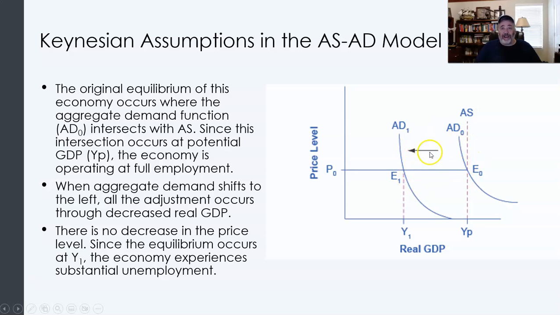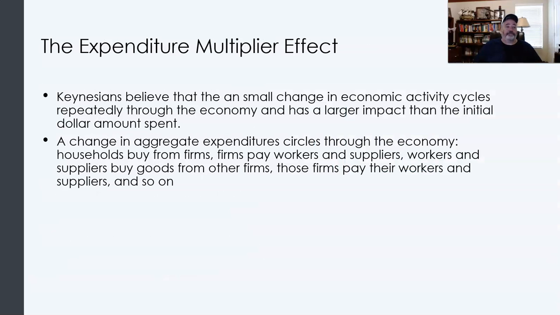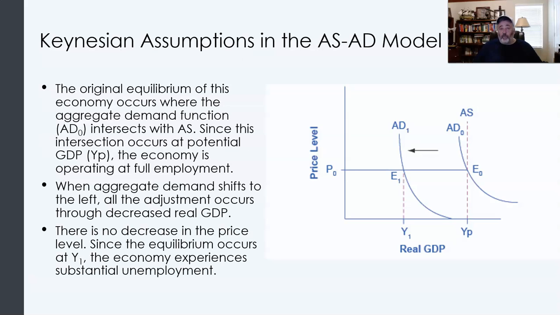The economy is contracting, and when the economy contracts, unemployment rises. Remember, unemployment moves in the opposite direction of output. So anything that causes output to change is also affecting unemployment. In this case, with a leftward shift of my aggregate demand curve, output is falling, unemployment is rising.